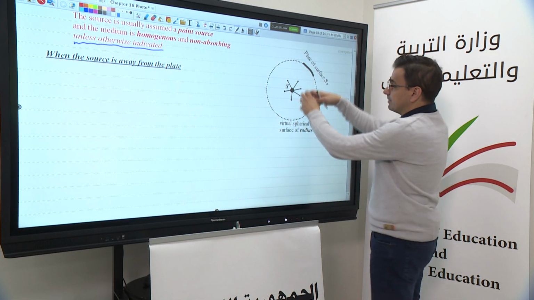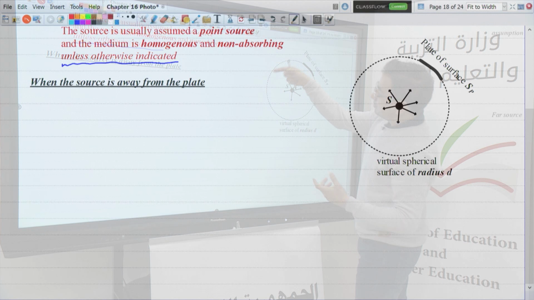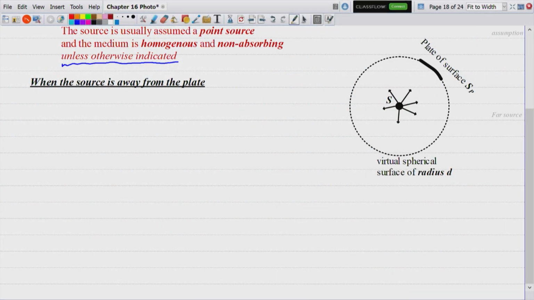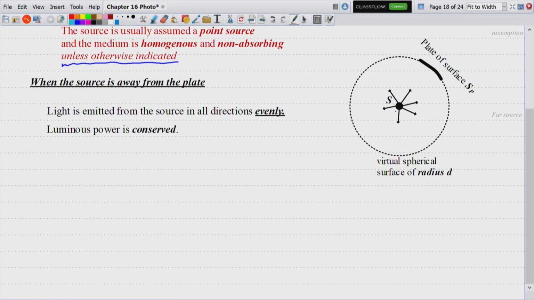So here's the source giving light everywhere. Here I drew a sphere, imagine a big circle on which the light arrives, and it arrives the same way because it's homogeneous in all directions, as we have said. Light is sent in all directions with the same ratio. So light is emitted from the source in all directions evenly. Luminous power is conserved. The power that the source emitted stays the same wherever it goes.